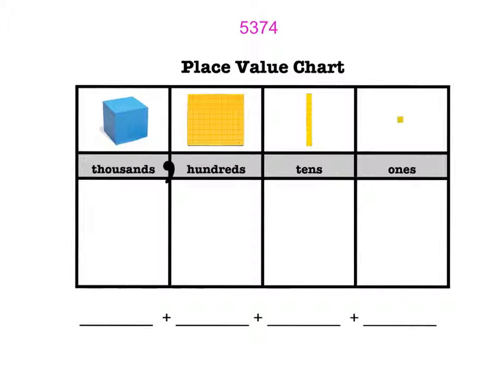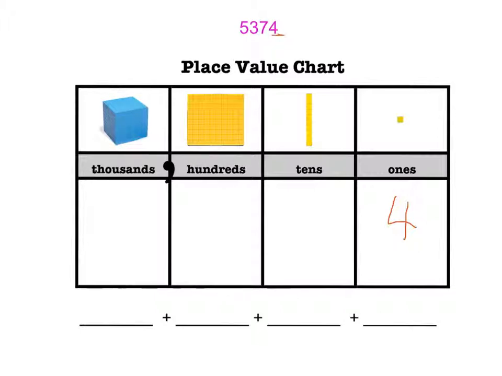Now think about what block we used to represent the 4. What block did we use to represent 4 ones? That's right, we used this block over here. How many of them did we need? 4. So let's write 4 in the ones column. Because we know that in the number 5,374 we have 4 ones.